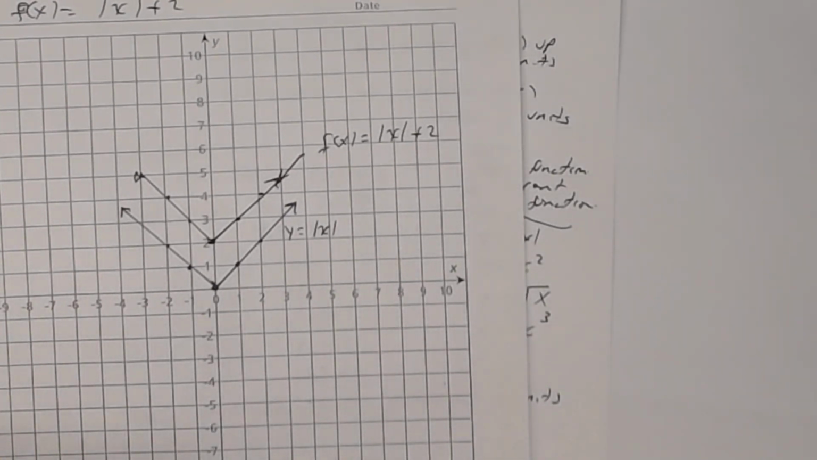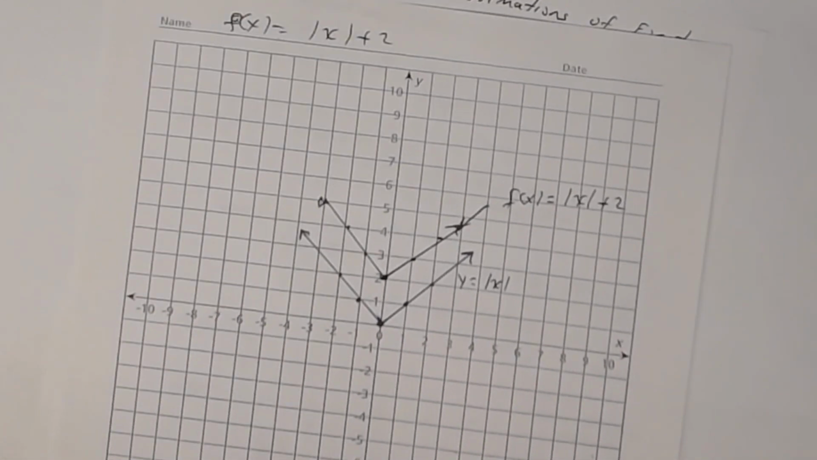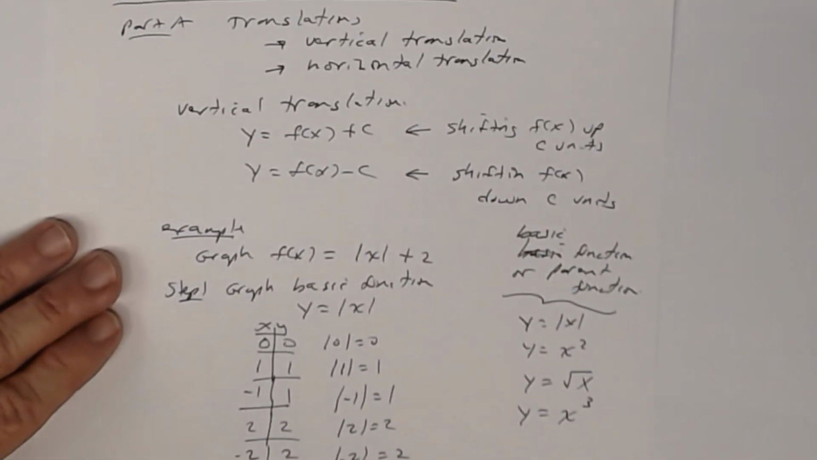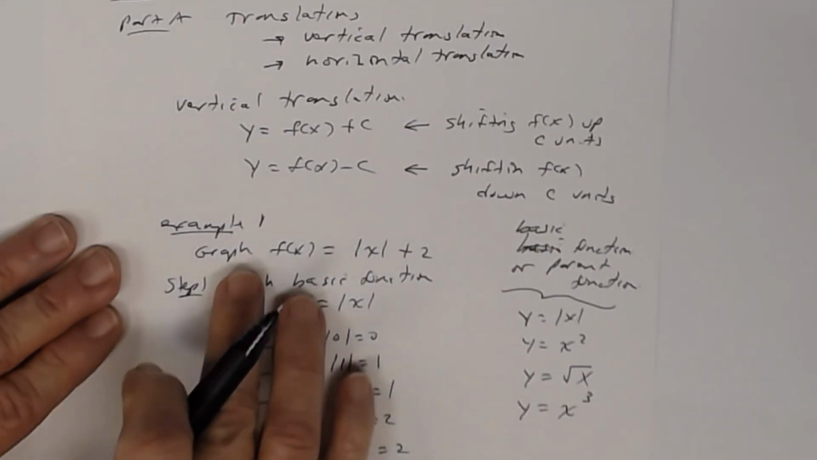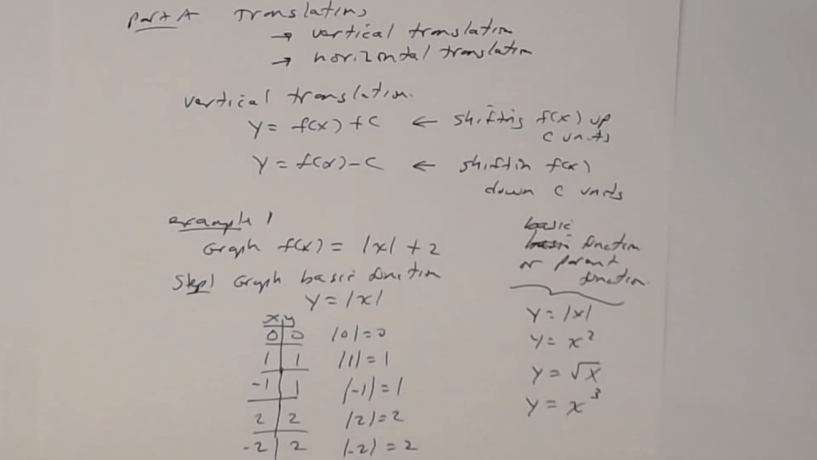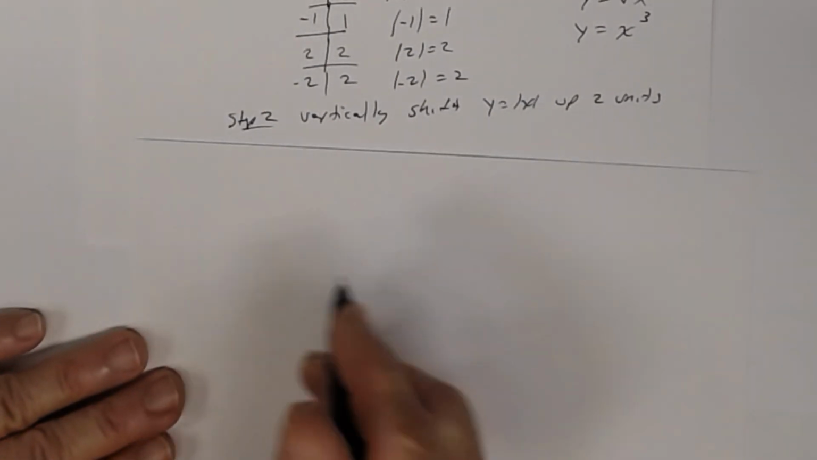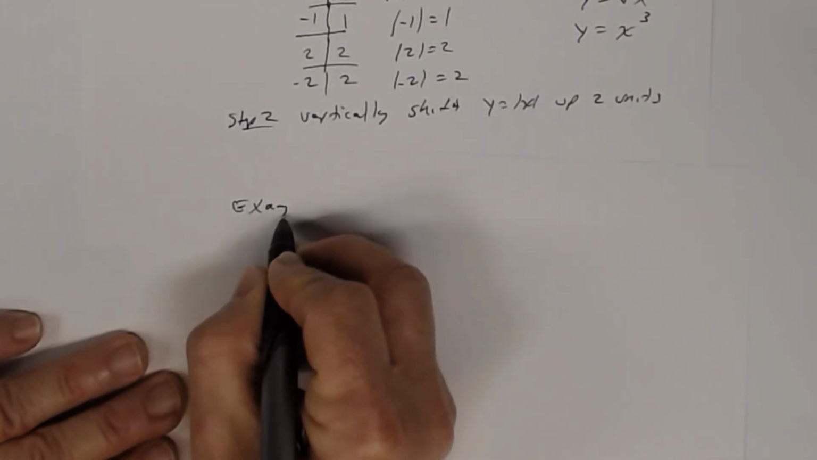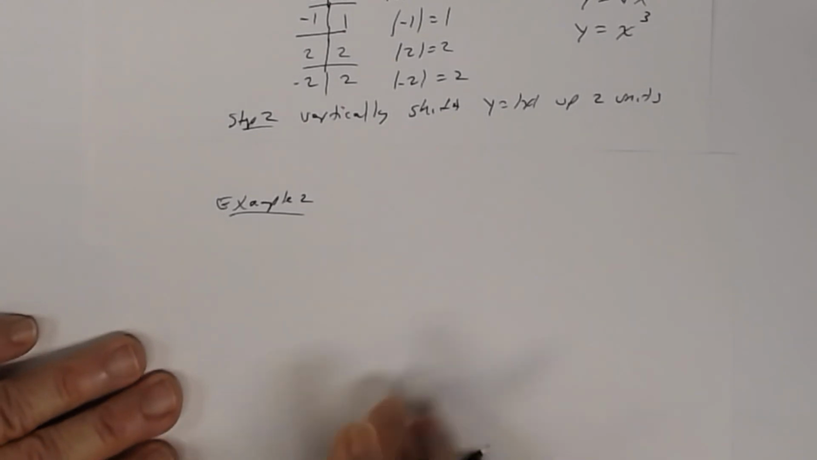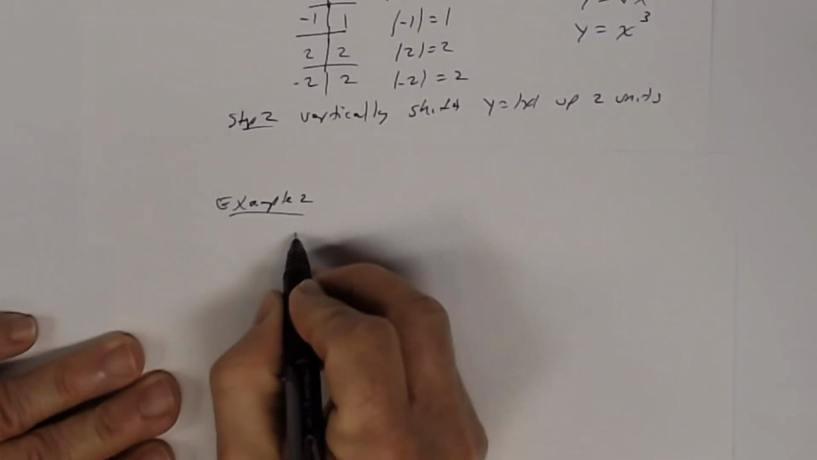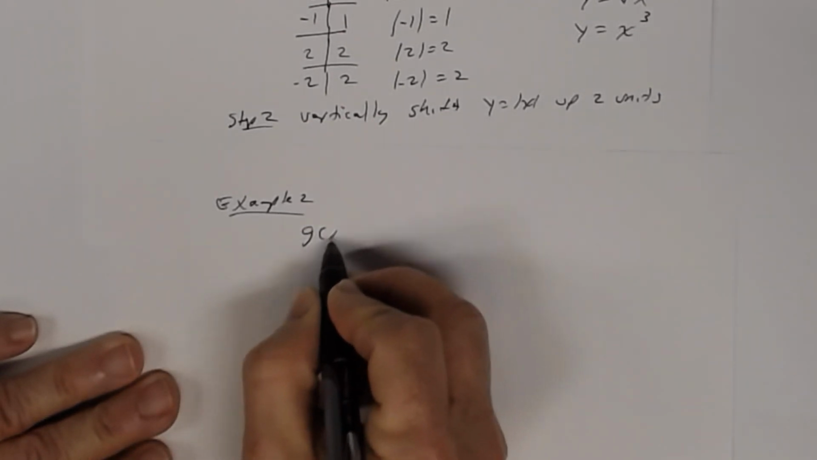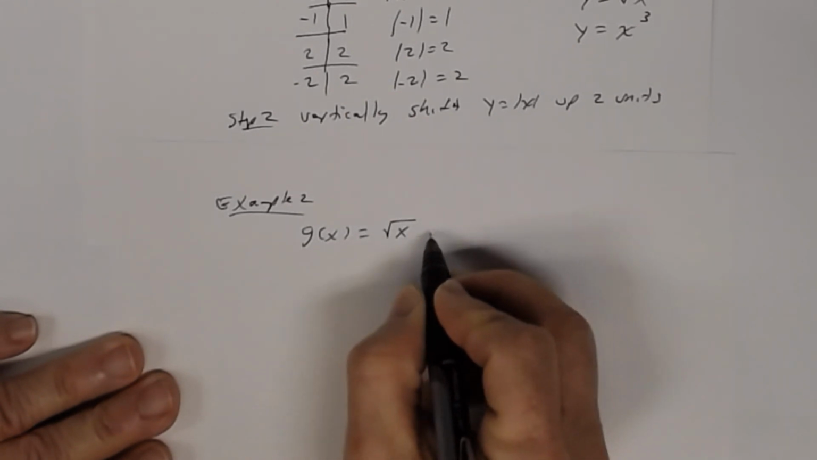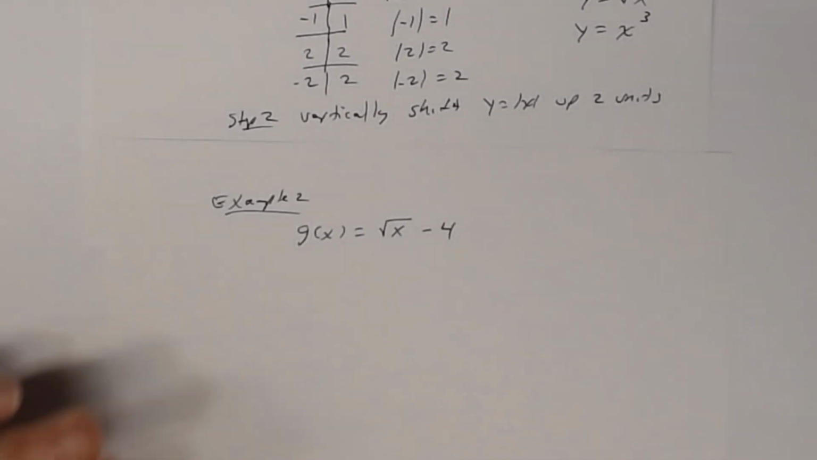All right, let's look at another example. So this was example 1 right here. Let's call this example 2. Let's suppose we had, I'm going to call it g of x this time. g of x is equal to the square root of x minus 4. g of x equals the square root of x minus 4.